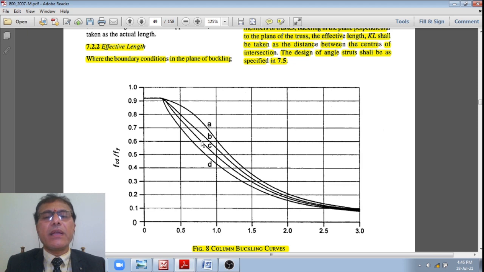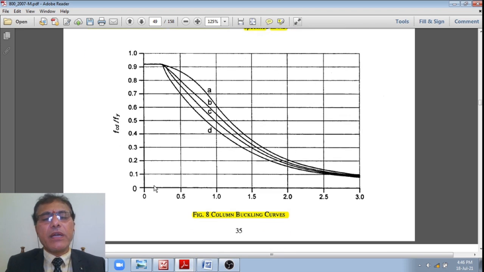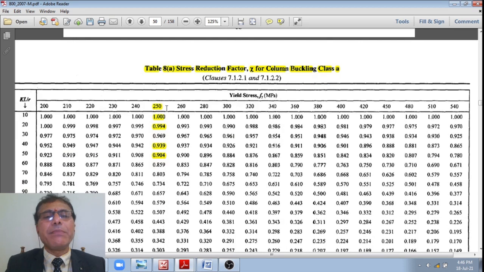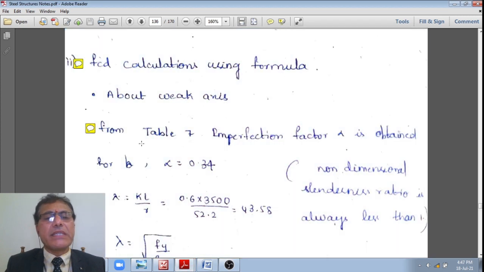Therefore, once you calculate that, let us say if that value is equal to 1 and the buckling class is A, then approximately FCD by Fy is equal to 0.6263. This is how FCD by Fy can be calculated, where FCD can be arrived at, or alternatively you can use these tables 8A, B, C, D respectively also.